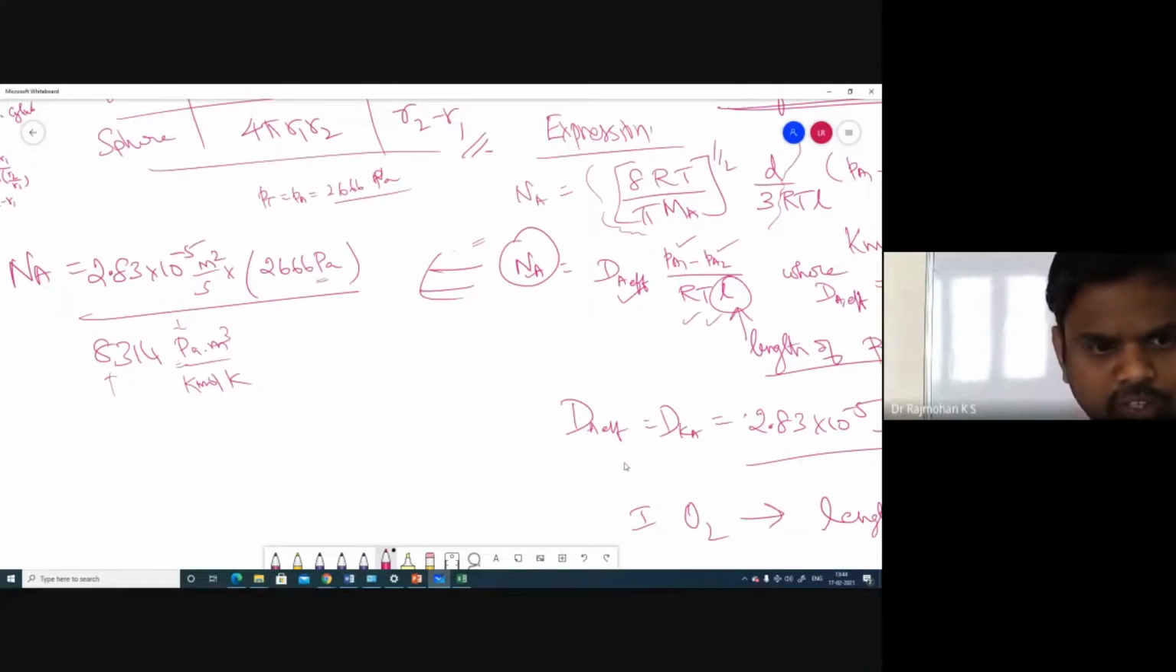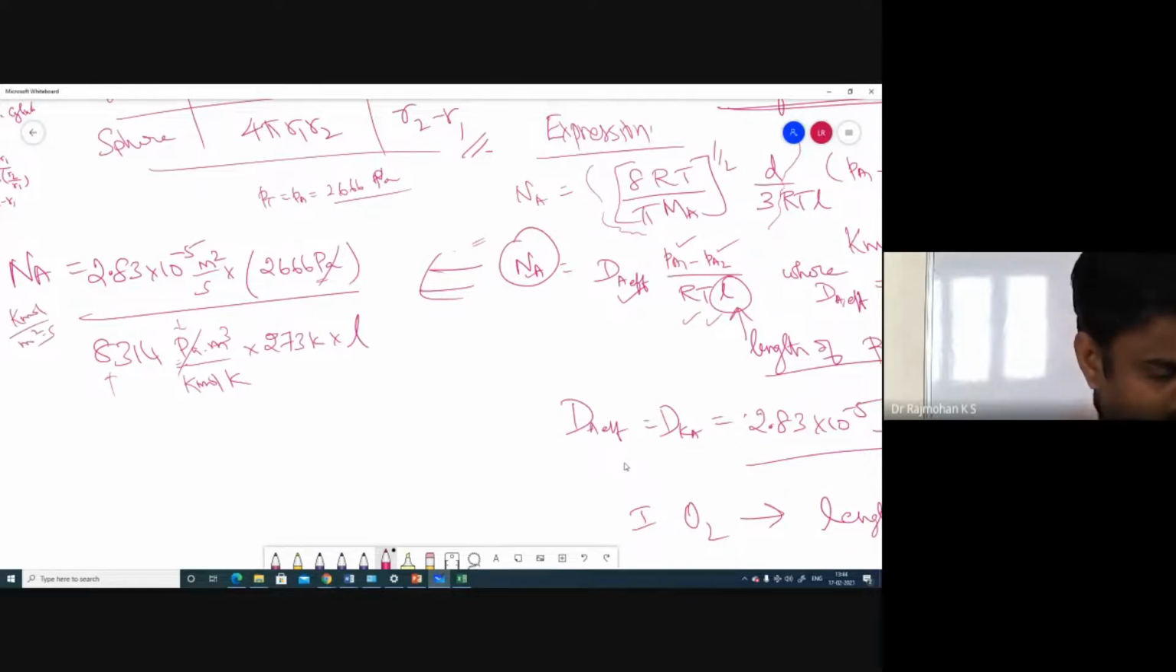Okay. Yeah, here if we can adjust, we can make the adjustment here also. 8.314 into the temperature, which is 273 Kelvin, into the length of the pore. Okay. So now you can see that even if you substitute in kilopascal, you won't make a mistake here. So Na is in kilomoles per meter square second.